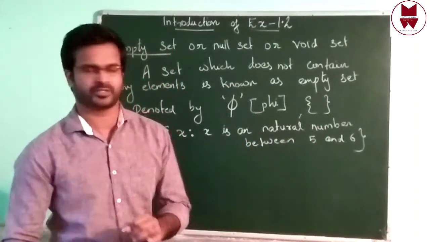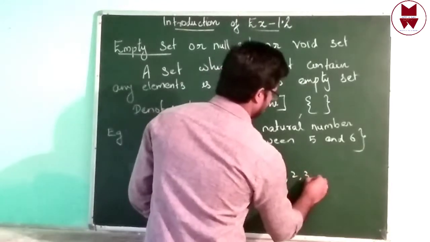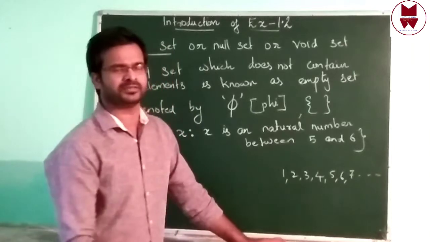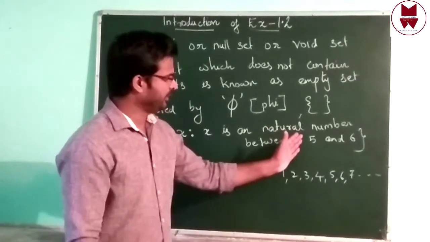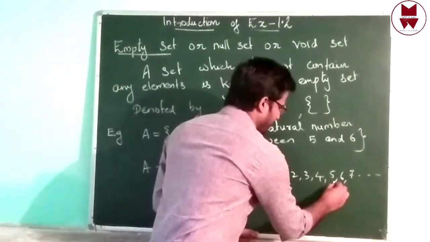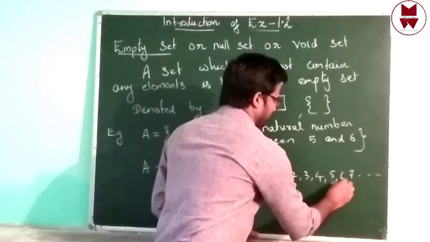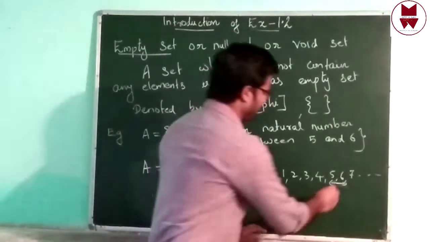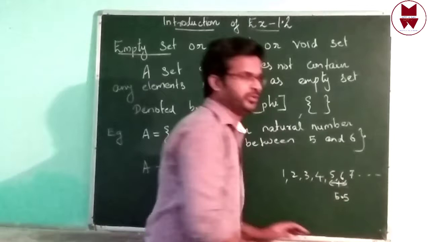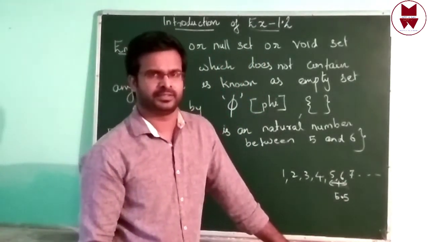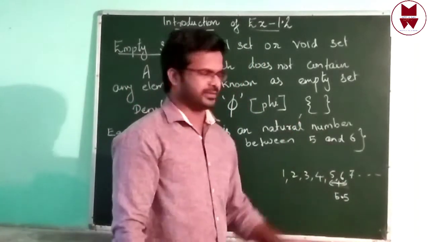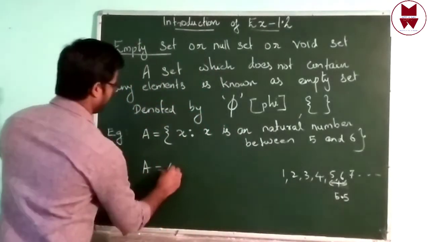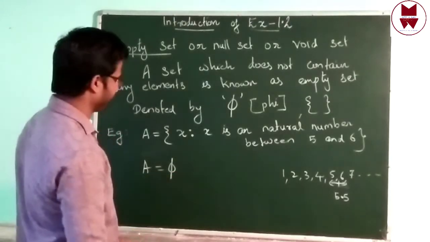Which numbers are known as natural numbers? 1, 2, 3, 4, 5, 6, 7, etc. All the counting numbers are known as natural numbers, isn't it? Then between 5 and 6, in between 5 and 6, which number is there? Nothing is there. You will get 5.5, and 5.5 is not a natural number, isn't it? That means between 5 and 6, no natural number is there. That's why we can write the empty set. No elements, isn't it?